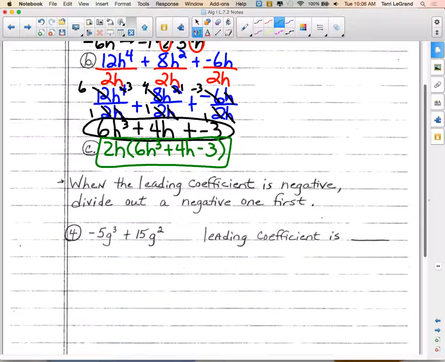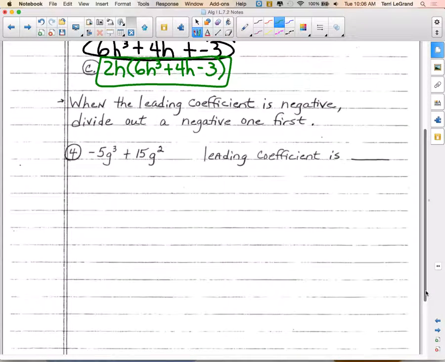Okay. We're going to do one more because this is going to be useful. Just trust me on this. When the leading coefficient is negative, divide out a negative 1 first. So we're going to first rename it by dividing out a negative 1 because the leading coefficient for this one is negative 5. When the polynomial is in standard form, the multiplier out front of the first term is the leading coefficient.